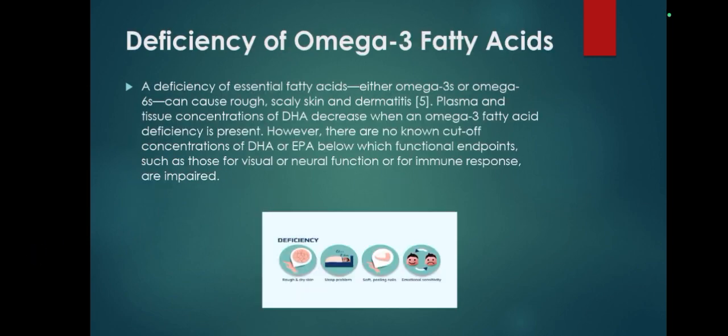A deficiency of essential fatty acids, either omega 3s or omega 6, can cause rough, scaly skin and dermatitis. Plasma and tissue concentration of DHA decrease when an omega 3 fatty acid deficiency is present. However, there are no known cut-off concentrations of DHA or EPA below which functional endpoints such as those for visual or neural functions or immune response are impaired.